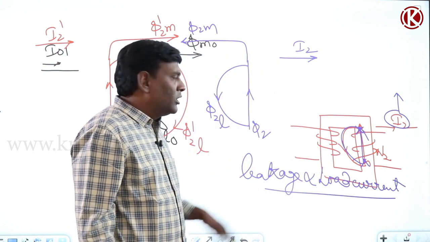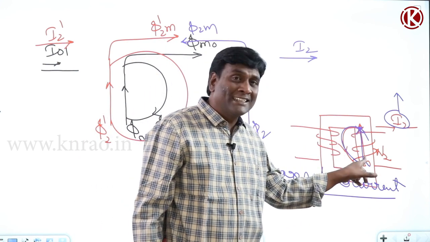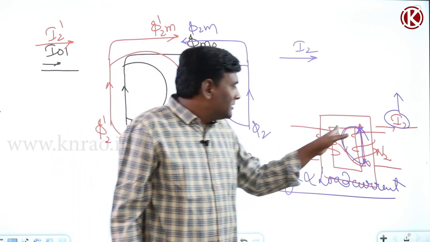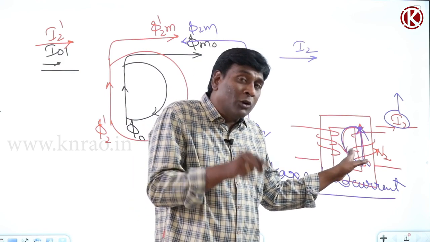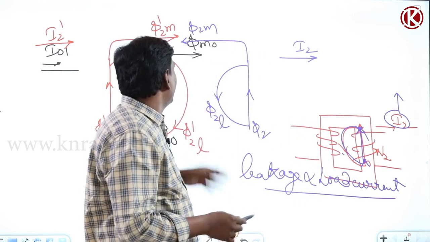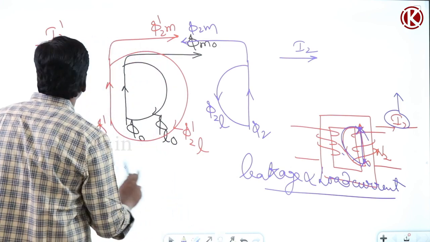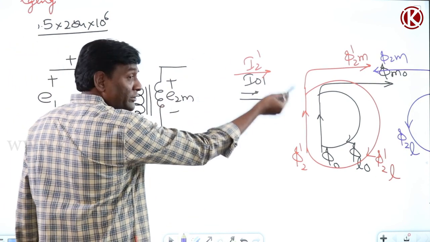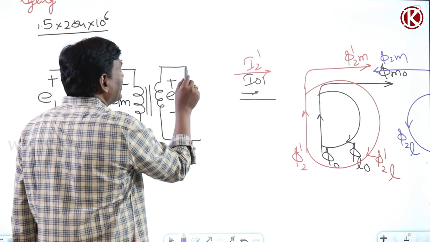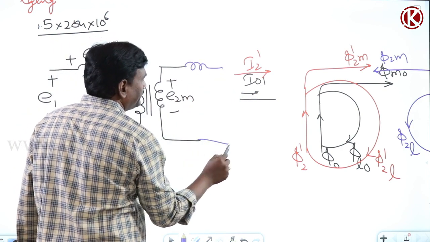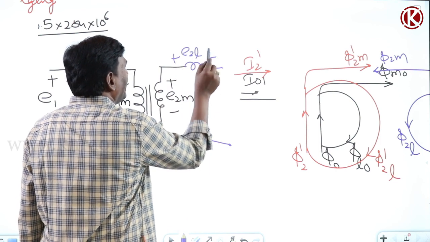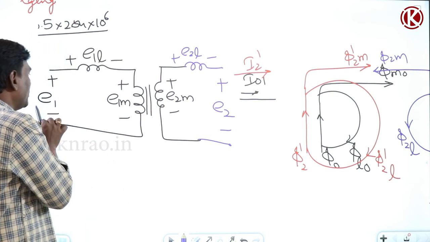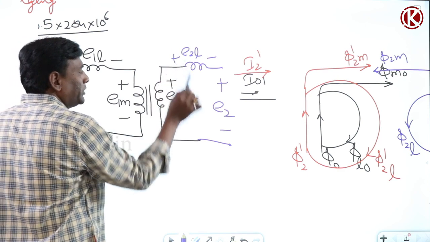Now, logically speaking, this leakage flux in the secondary will produce induced voltage in the secondary, but will not produce induced voltage in the primary, because leakage means the flux produced by one winding unable to reach the second winding. So because of leakage flux, some induced voltage will be there in the secondary. So this is going to be E2L, and this is going to be the total induced voltage in the secondary. E1L, E1M, E2M, E2L, E2.